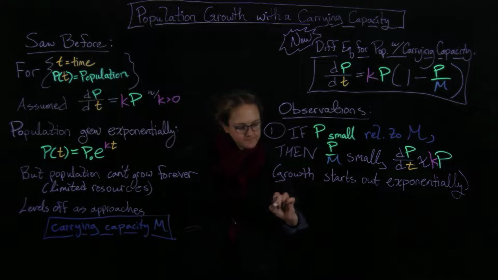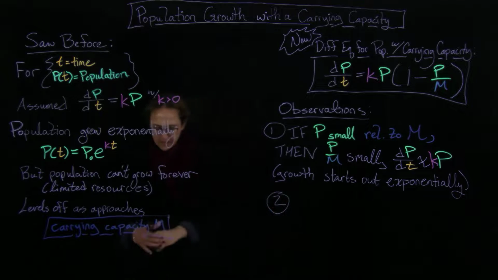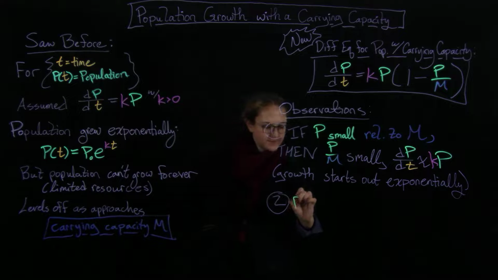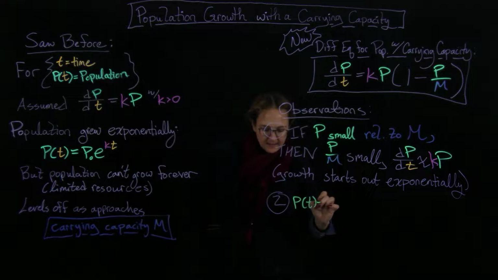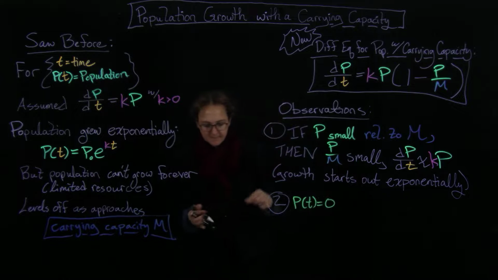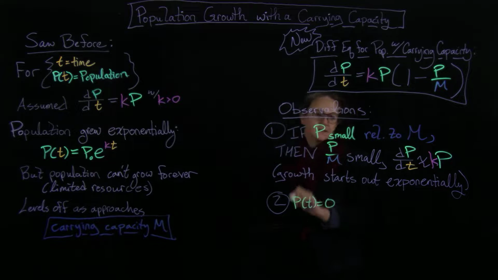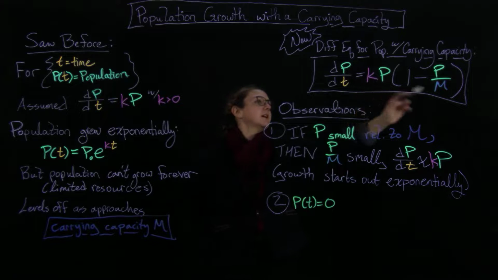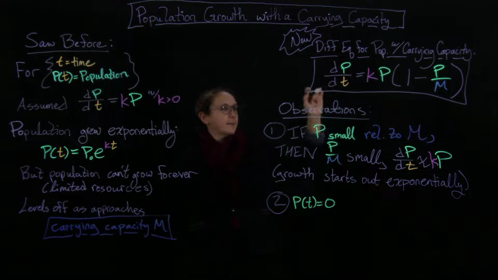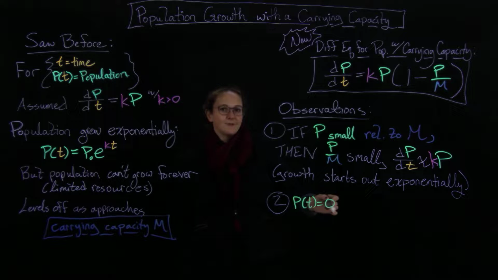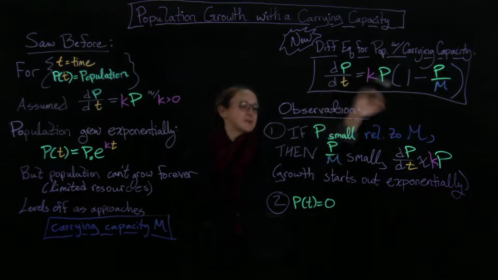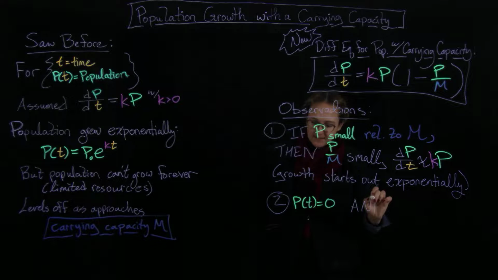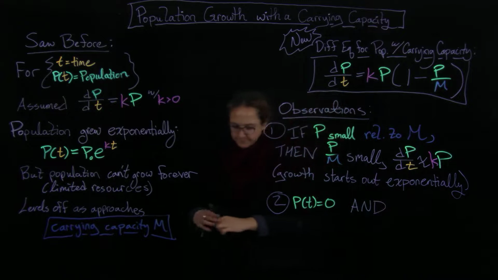Now, if we have P of t equals 0, okay, so that's a solution to this differential equation, right? If I put in 0 here, I get that this is 0. But then the derivative of the constant function 0 is 0. So both sides would be 0, so that's one. The other one is actually P of t equals M. That one's slightly more tricky to see.